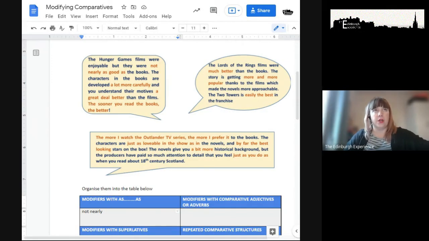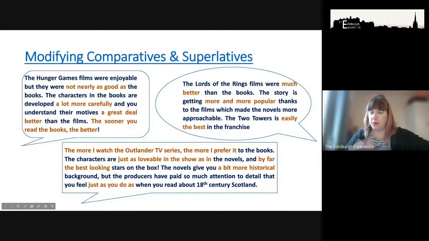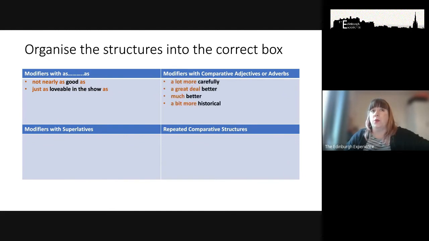Okay, let's have a look together at the answers. Don't worry if you haven't done all of them. But we'll have a look together, and then I'm going to show you a few more examples, and then we're going to think about the sort of intensity of these, what these mean too. So the structures that we had, which we're using this as, okay, were not nearly as good as, and just as lovable as. Over here, we had all of these nice modifiers that we were using with the comparative adjectives.